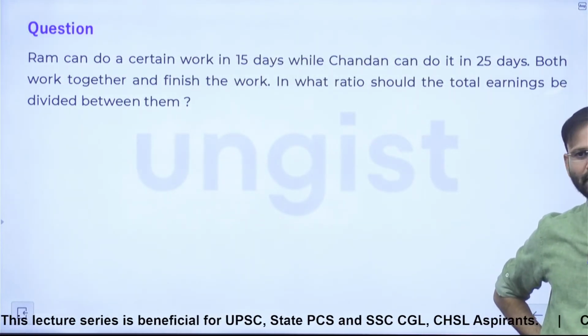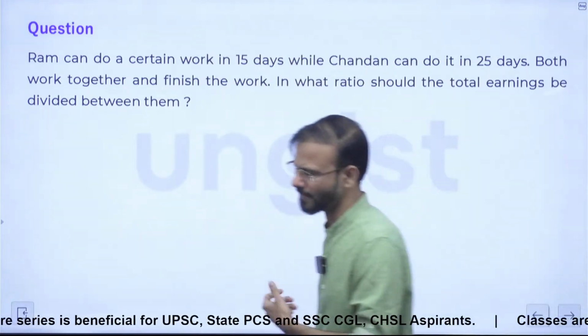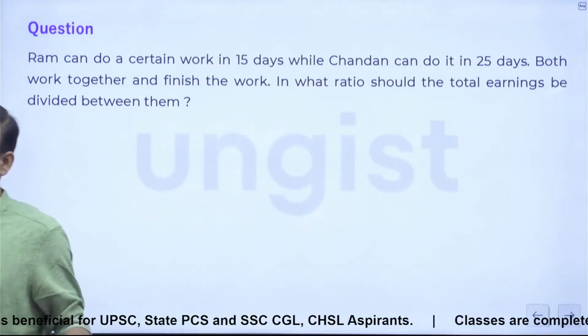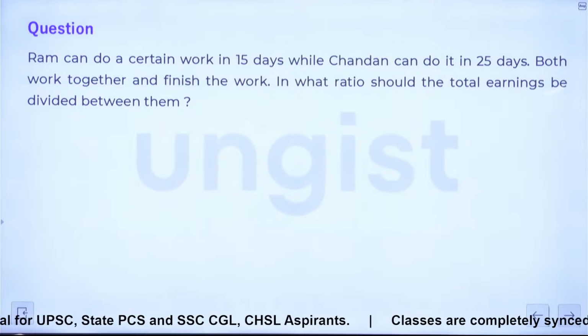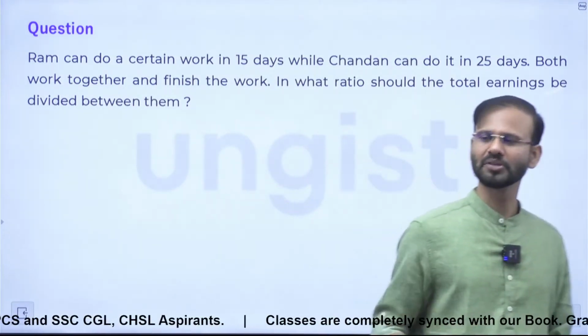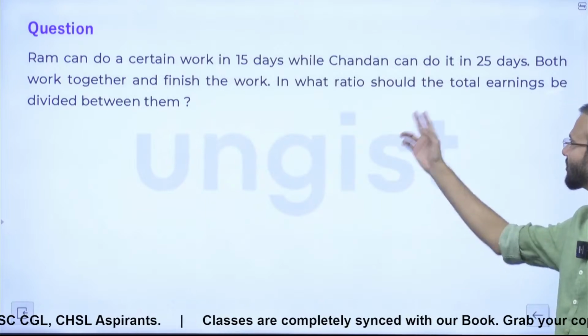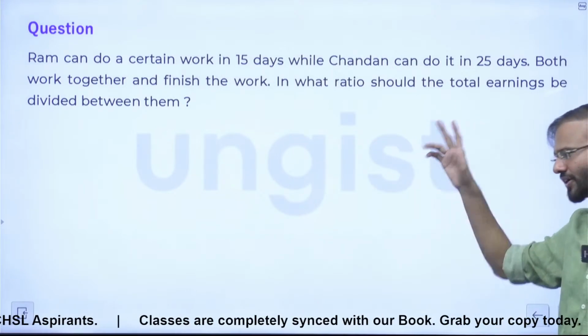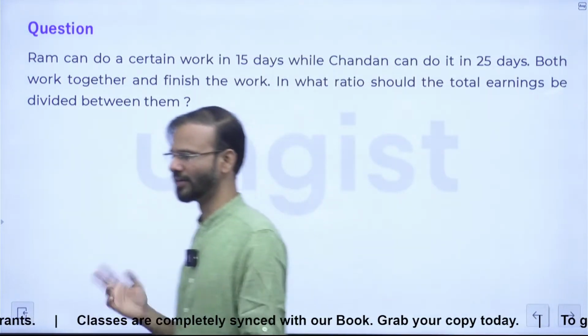Done, all of you? Okay, note it down. They will distribute the money in the ratio of 5:3, because the ratio of time is given, which is 3:5, so the ratio of efficiency is 5:3.